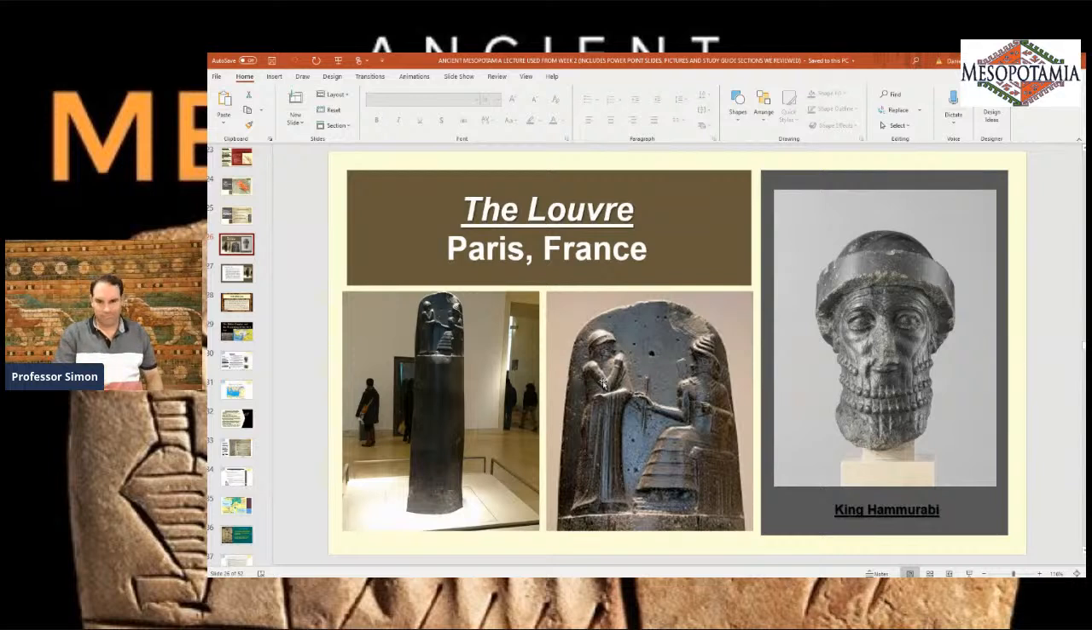And I guess in the picture there, it looks like Shamash is actually giving the laws to Hammurabi. It kind of sounds like something out of the Bible, like Moses receiving the 10 Commandments from God. And these legal codes, the Hammurabi Code, were highly influential. They influenced other cultures to develop their own legal codes.